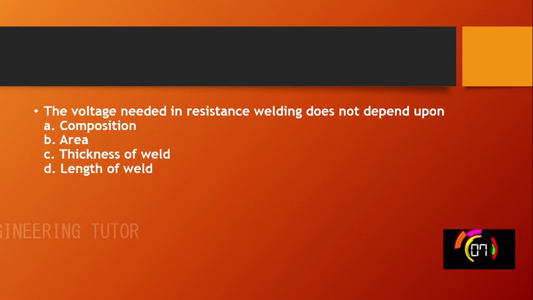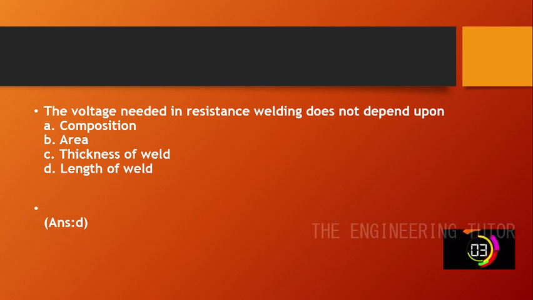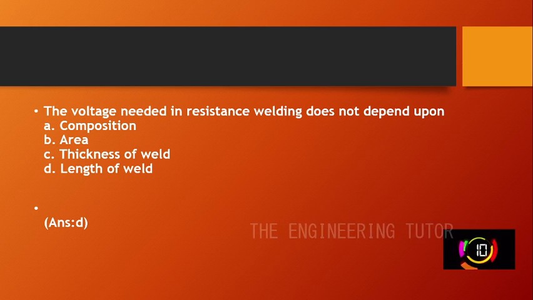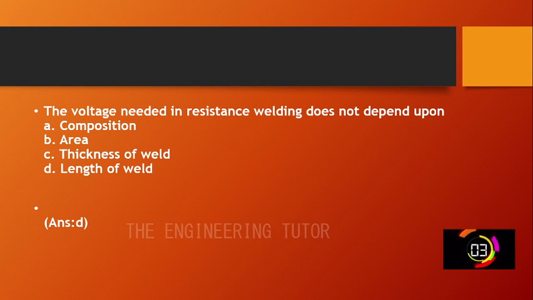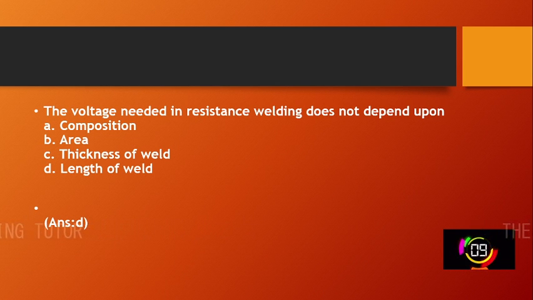Okay. The voltage needed in resistance welding does not depend on the area, thickness of weld, length of weld, and composition. Actually, depending on the material composition, we have to decide the voltage. Depending on the area we have to weld, and the thickness of the metal, we have to decide. The length of the weld, how much length we have to weld. Even if we have to weld for 1 meter, or for 10 centimeters, we will be using the same voltage and current. The length of the weld will not depend on the voltage.